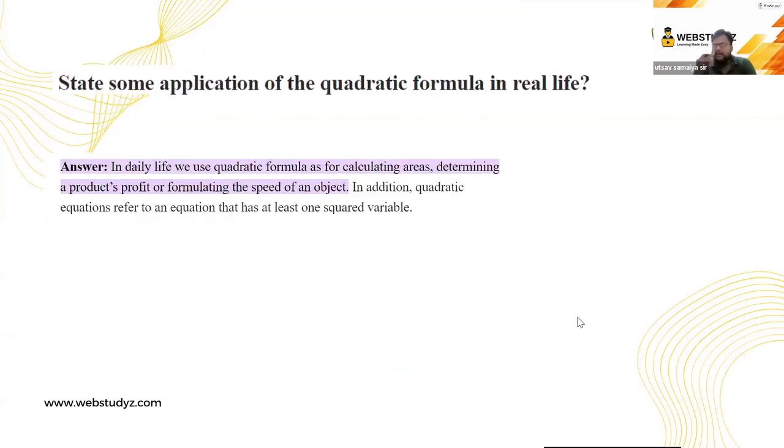Now you might ask, sir, what are the real life applications of this quadratic formula? Why do we study this? So in daily life, we use the quadratic formula for calculating areas, determining a product's profit, or formulating the speed of an object. In addition, quadratic equations refer to an equation that has at least one squared variable, that is x squared. So these are some real life applications of a quadratic formula.